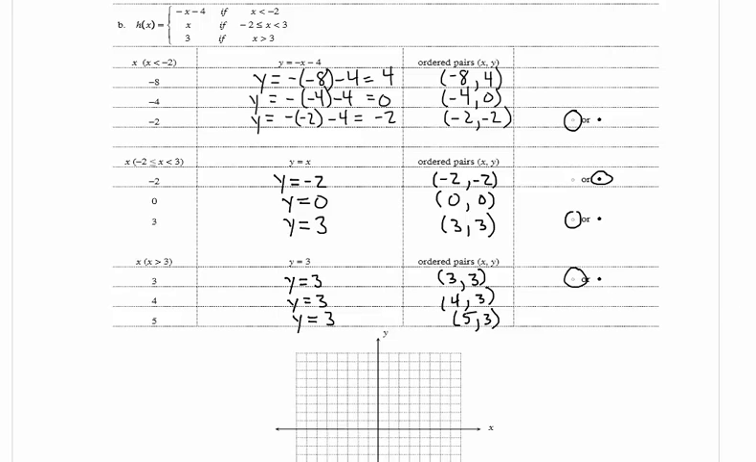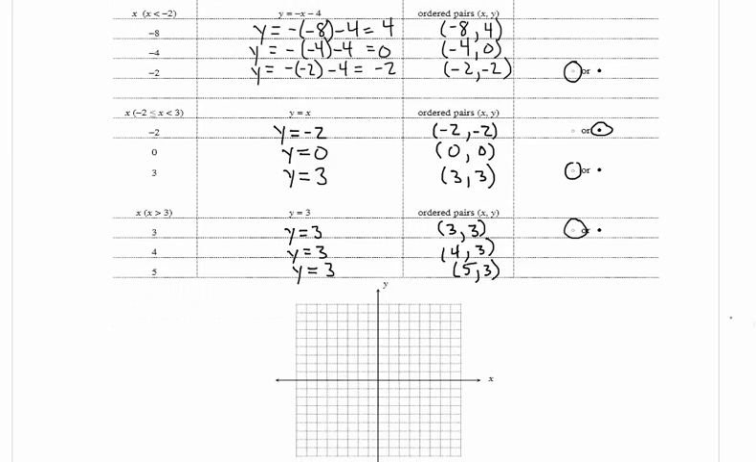And now we're going to graph each piece of the function one at a time. So for negative x minus 4, I'm going to plot my ordered pairs, negative 8, 4 first. And now we're going to plot negative 4, 0. And then we're going to plot negative 2, negative 2, and we're going to put an open circle because it's not part of this equation. X is equal to negative 2 is not defined here. And now we're going to draw our line.